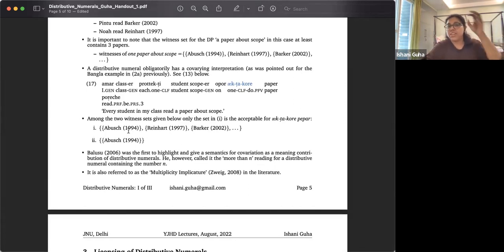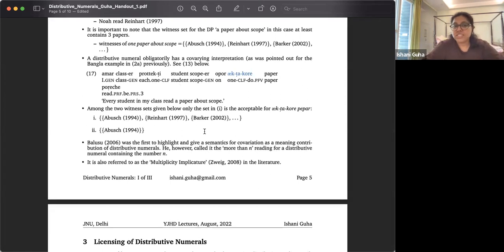So Abush, Reinhardt, Barker, May, and whoever. And not just one paper, namely just Abush, right? So when you are talking about the denotation of একটা করে paper, or the meaning contribution of this numeral indefinite, it must contain several units of paper on scope, right? So that is the meaning in one. It cannot be just one paper, right?